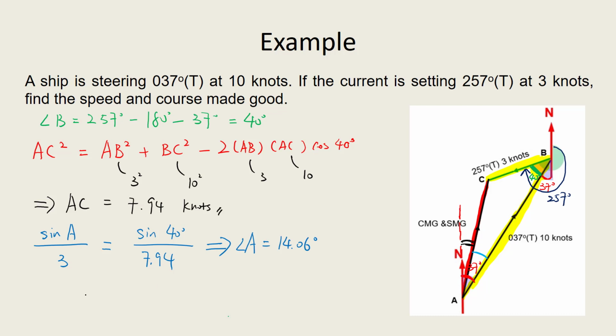Therefore, the actual angle of the ship, the course made good, is equal to 37 degrees minus 14.06 degrees, which is approximately 23 degrees. We can say it is 023 degrees of bearing.